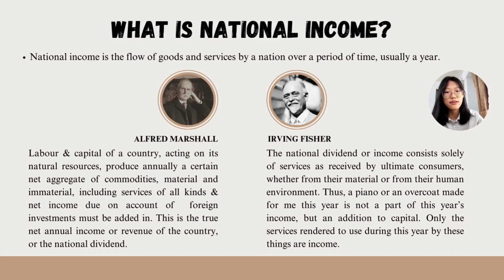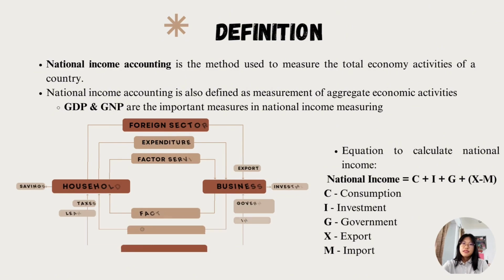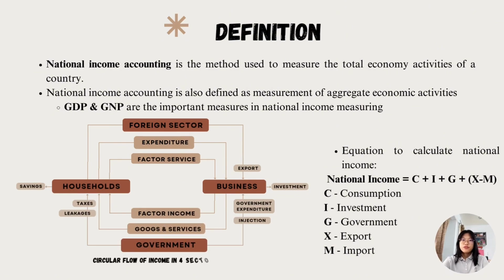Next, economist Irving Fisher had a different perspective on national income. According to him, national income or the national dividend is about the value of services that have been given, but not the production of goods. Which means national income is made up of the services that people actually use, whether the services come from things or from people's work. For example, if a piano made this year didn't get sold, the piano can just be considered as inventory but not national income.